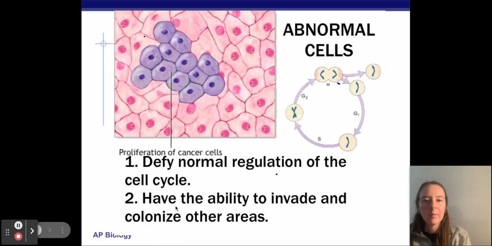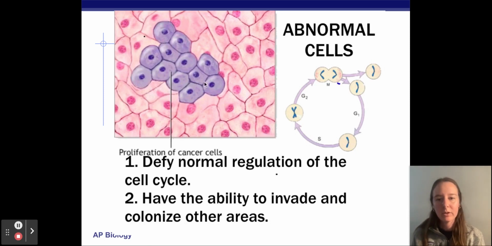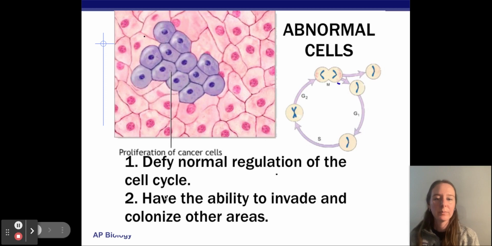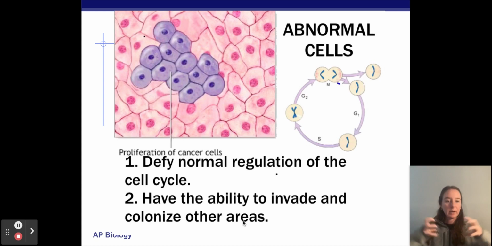All right, so why are cancer cells created? What do they look like? Well, they're abnormal cells. They're not functioning properly. They're defying the normal regulation of the cell cycle. Normally your cell cycle is in the G1 phase, then the S phase is making a copy, then the G2 phase, and then it's dividing. But if there's no regulation, then this can happen too quickly. Or if there's some damage in the cell, it can still divide without repairing that damage. And the problem is these cancer cells can invade and colonize other areas, spread, and create larger tumors.